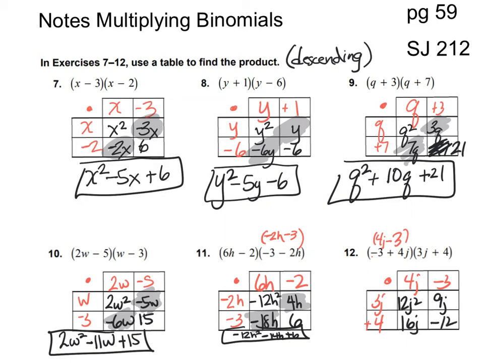Combine like terms. These are like terms. My answer will be 12. I'm going to write it up here. 12j squared plus 25j. 9j plus 16j is 25j minus 12. That's the answer to number 12.